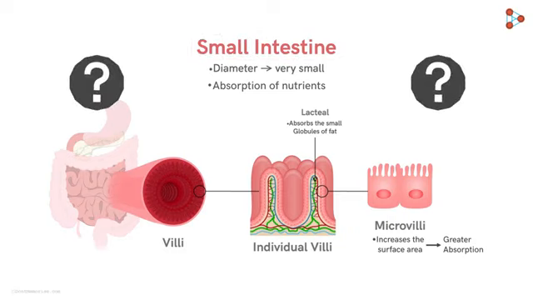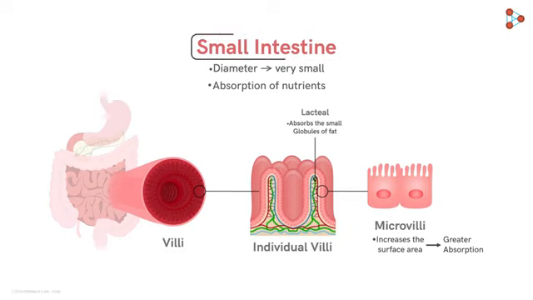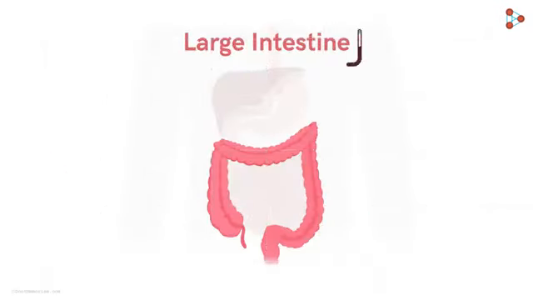And what next? After the small intestine absorbs most of the nutrients, the remaining undigested food is passed on to the next part of the alimentary canal. Let's have a look at this part, the large intestine, in detail in the next video.